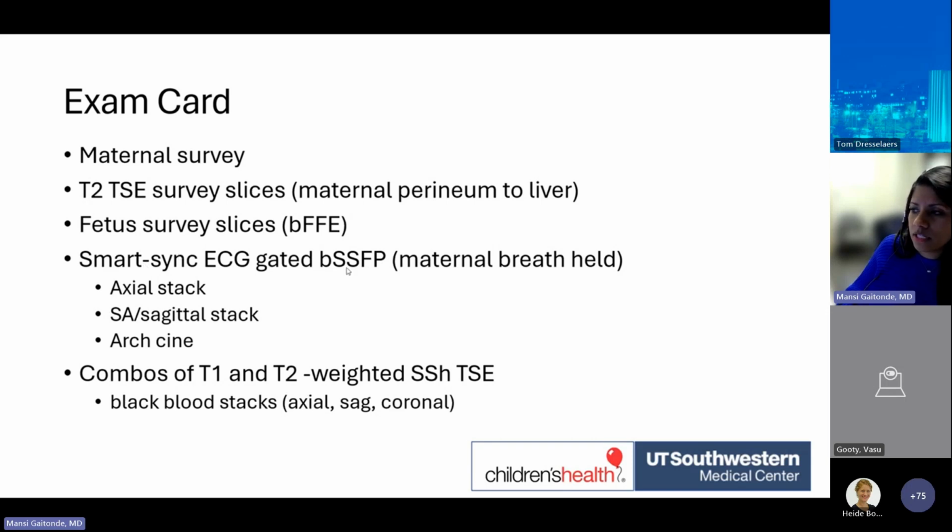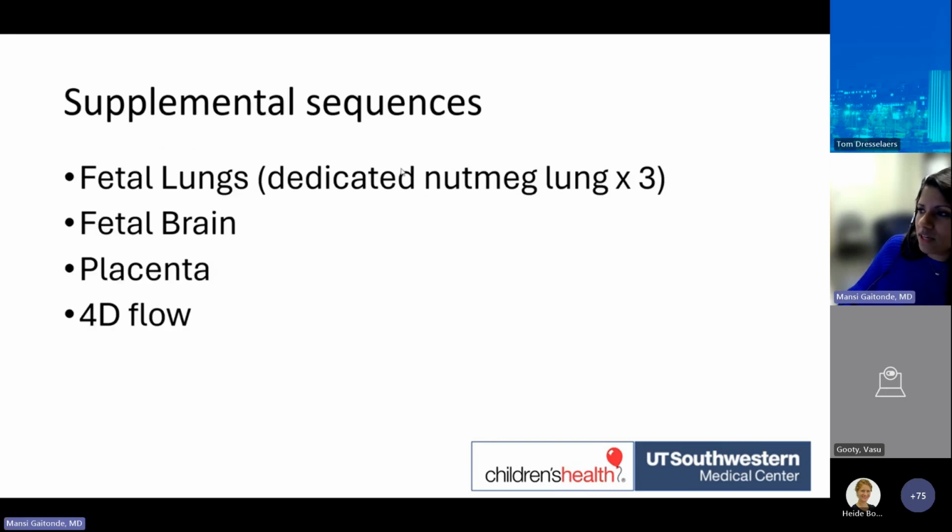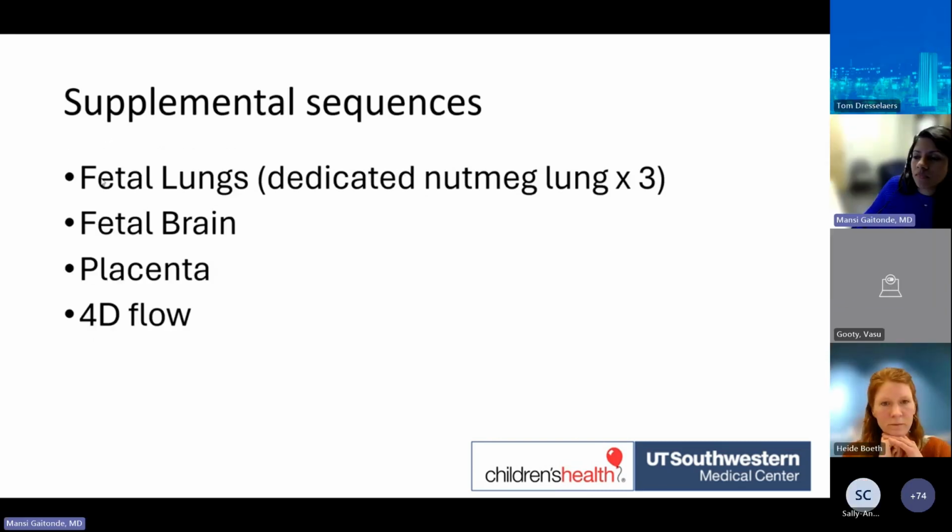And then we're using the SmartSync device for our Cine imaging, and then there's a combination of T1 and T2 weighted black blood stacks that we get, and I'll show you some of the stuff that we had gotten. Sometimes it's necessary to do dedicated lung imaging if we're really looking for lymphangiectasia and findings of nutmeg lung. We'll add that on. Brain, placenta, and 4D flow has been an intermittent success for us.